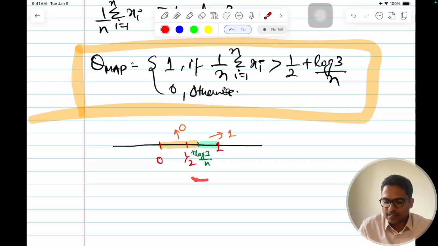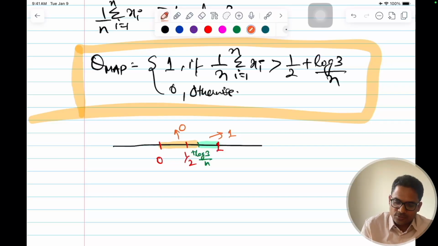And as I said, as n grows high, the impact of the prior will be gone, and this will again tend to half only, right? So n becomes very, very large, log 3 by n will become very small, and that will tend towards half. Then that will become equal to no prior information. Okay, I hope these two cases are clear.